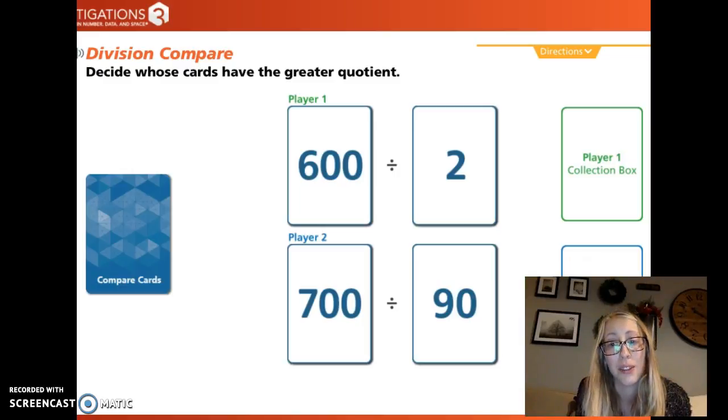So I know 6 divided by 2 is 3. So 600 divided by 2 is probably 300. And 700 divided by 90, we could say, oh, 7 divided by 9, well, 9 is larger than 7, so that's not going to work. But we could do 70 divided by 9 to simplify this problem. So don't forget the many strategies that we've used with our cluster work.